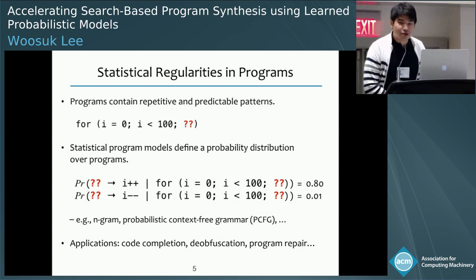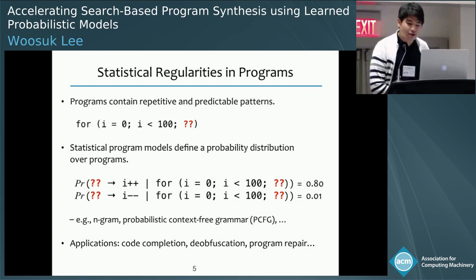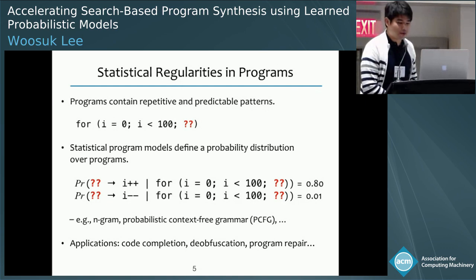By exploiting such statistical regularities in programs, statistical program models define a probability distribution over programs. And thanks to the large and growing body of open source programs, there have been many various statistical program models proposed and proven successful in a variety of applications, such as code compression, deobfuscation, program repair, among many others.